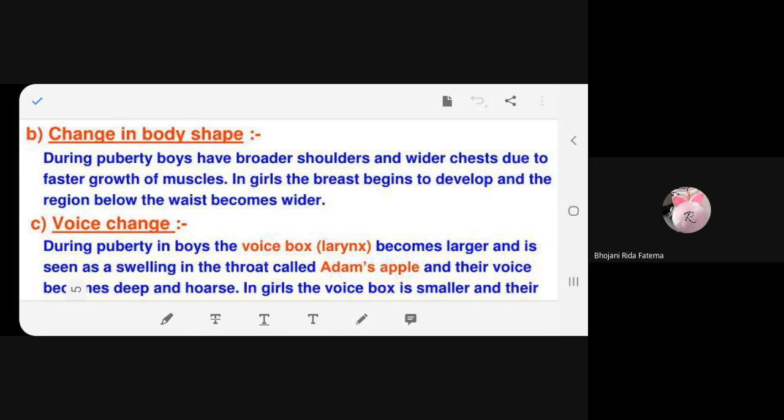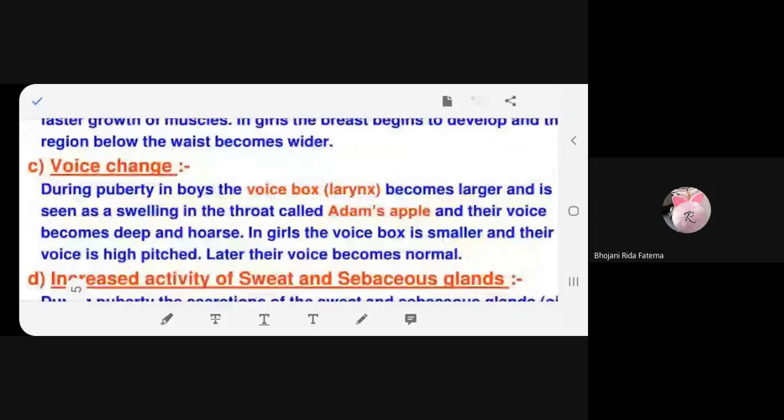It's simple, beta. The female's body is made in such a manner, again it's nature, that if the hips are broader, then only the baby will be delivered easily. Do you understand? For the delivery of a baby, the hips are broader in females. Whereas you don't get this in boys because it's not required.